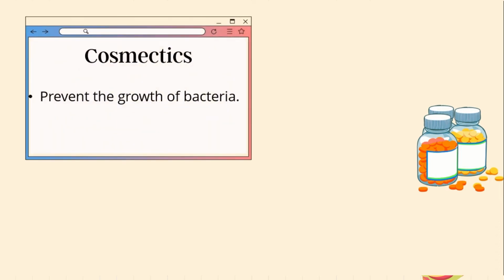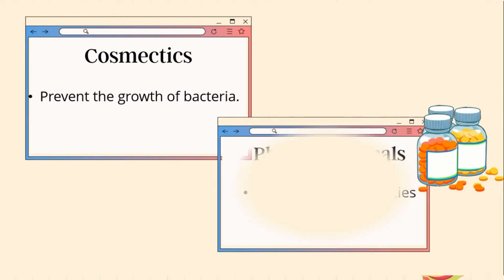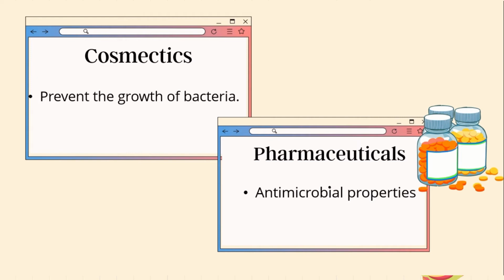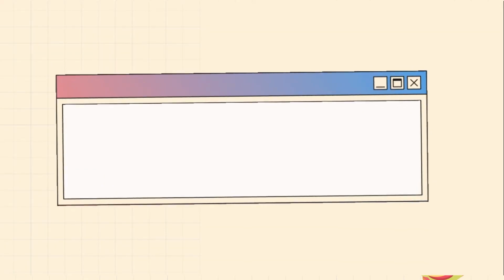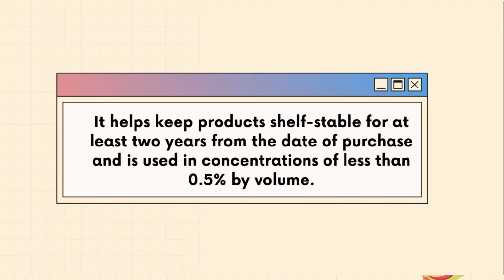Other than being used in food and drink, it is also used in cosmetics to prevent the growth of bacteria. It is also used in pharmaceuticals to add antimicrobial properties. It helps keep the product shelf stable for at least 2 years from the date of purchase, and it is used in a concentration of less than 0.5% by volume.